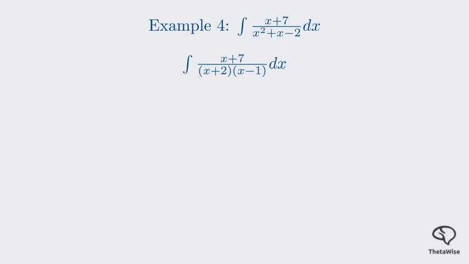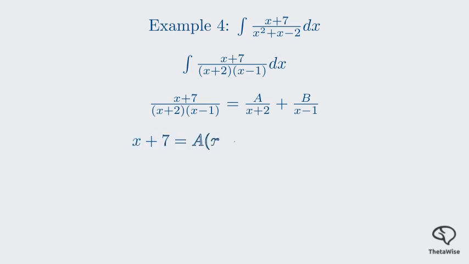Now we set up the partial fraction decomposition. Since we have two distinct linear factors, we use case 1. We write (x + 7) over (x + 2)(x - 1) equals A over (x + 2) plus B over (x - 1). To find A and B, we multiply both sides by the common denominator, (x + 2)(x - 1). This gives us x + 7 equals A times (x - 1) plus B times (x + 2).